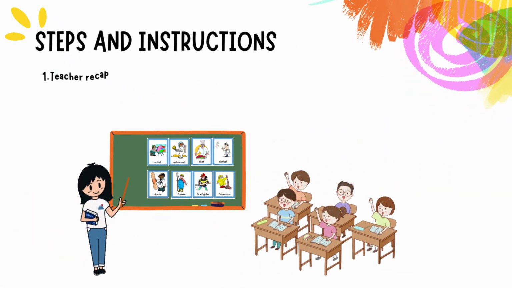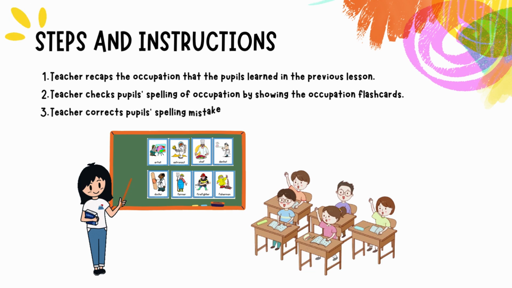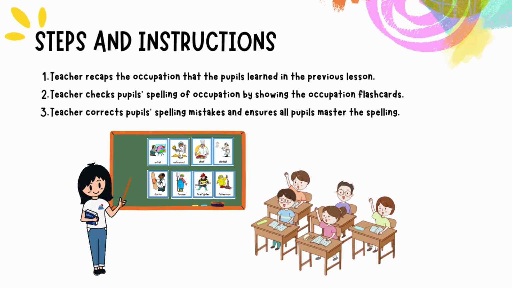The activity will start with the teacher recapping the occupation that the pupils learned in the previous lesson. The teacher will check the pupils' spelling of occupation first by showing the occupation flashcards. And the teacher also will correct pupils' spelling mistakes and ensure all pupils have mastered the spelling.